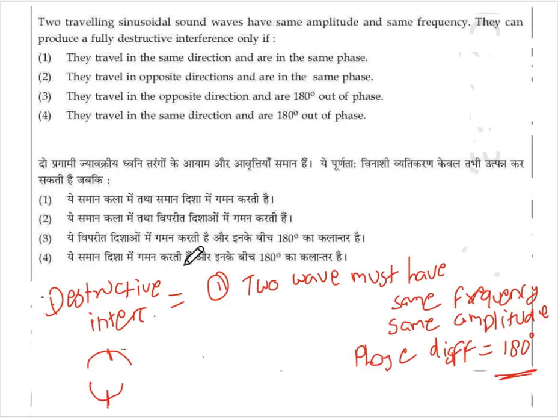So according to the options, they must be in the same direction. If they move in the same direction, then they will coincide. This one is written as opposite direction, so it will not be our answer. Our answer is option number 4, because they are moving in the same direction and 180 degrees out of phase. Here it is the same phase, so that option is not correct, and this is also the same phase, not correct. Okay, so we'll move to the next question.